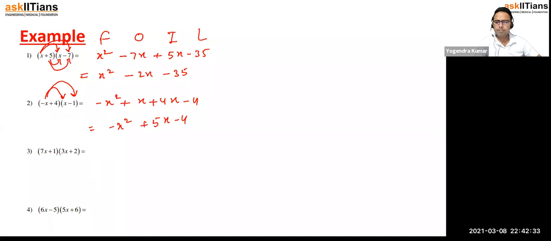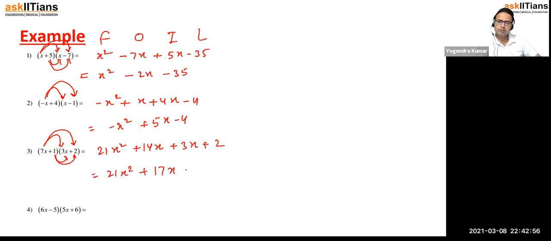Now here you will do the same thing also, right? Here like this, it will be what? 21x square, then plus 14x. Now here, this here, this here. So here you'll get 3x and plus 2. So what is the answer we are getting? 21x square plus 17x plus 2.